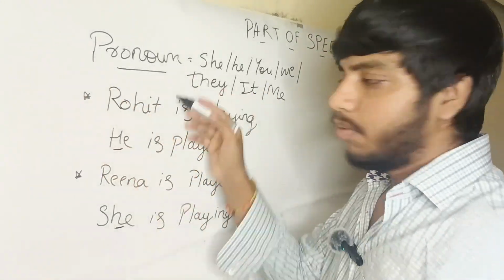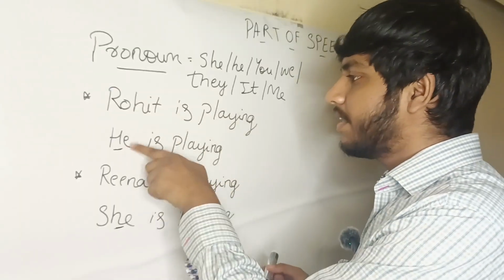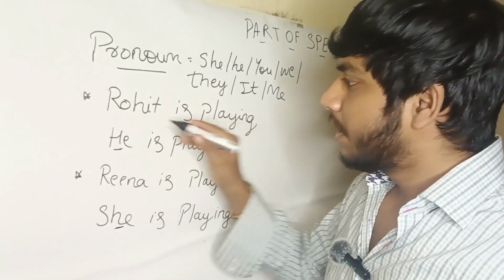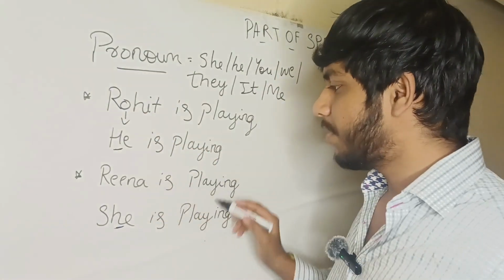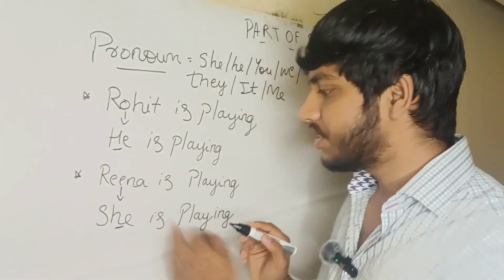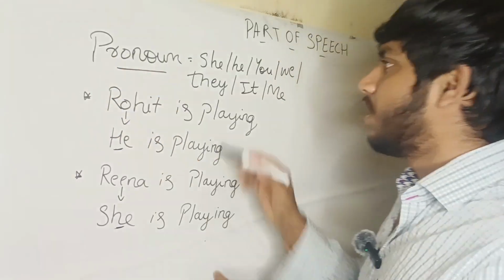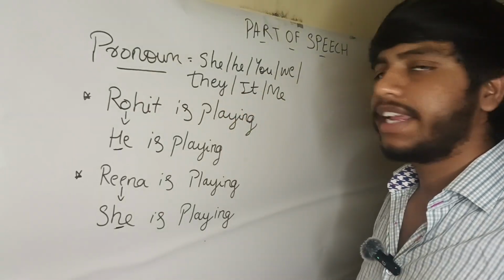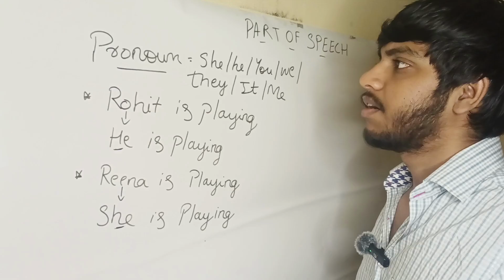an alternative of a noun is known as a pronoun. Rohit is playing. He is playing. Here Rohit is replaced by he. Reena is playing. Reena is replaced by she. So this is the pronoun. Simple. In the pronoun there are words like he, she, you, we, they, it, me, myself, etc. Now let's move to the next part.